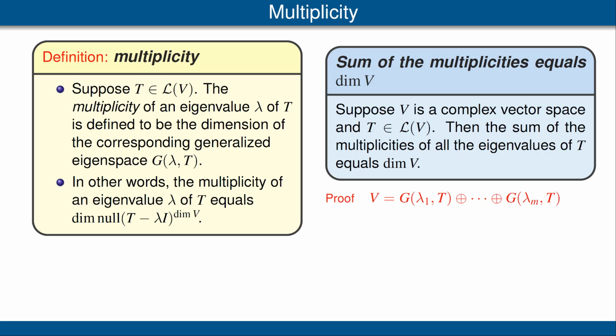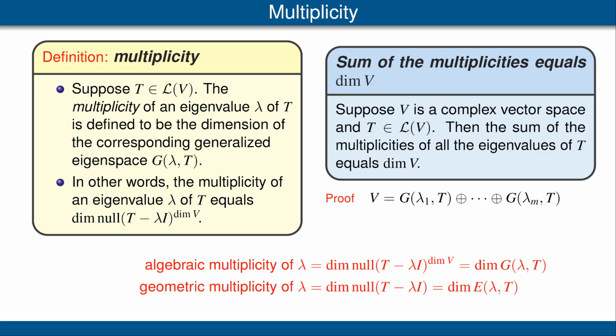We have the following statement that V is the direct sum of the generalized eigenspaces corresponding to distinct eigenvalues. This is our previous theorem that we called the Decomposition Theorem. Thus, the dimension of V is equal to the sum of the dimensions of the generalized eigenspaces G of lambda sub j comma T. But those dimensions are precisely the multiplicities. That completes the proof.